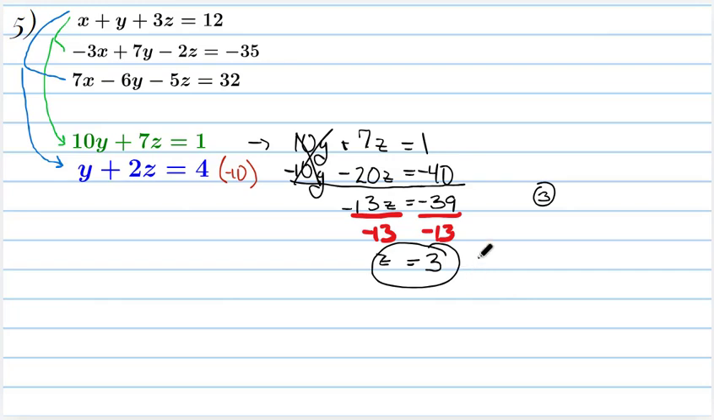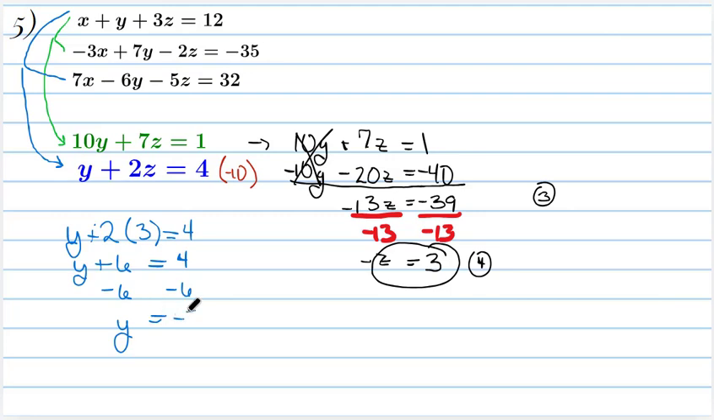Now we're ready to start going into our fourth step, finding out what x and y are. So we're going to plug it back into one of our equations. I want to take the blue equation. And so y plus 2 times 3 is equal to 4. So y plus 6 is equal to 4. Subtract the 6 from both sides. And so y is equal to negative 2. So we got the next letter solved for. So that's step 5. We got 2 letters.